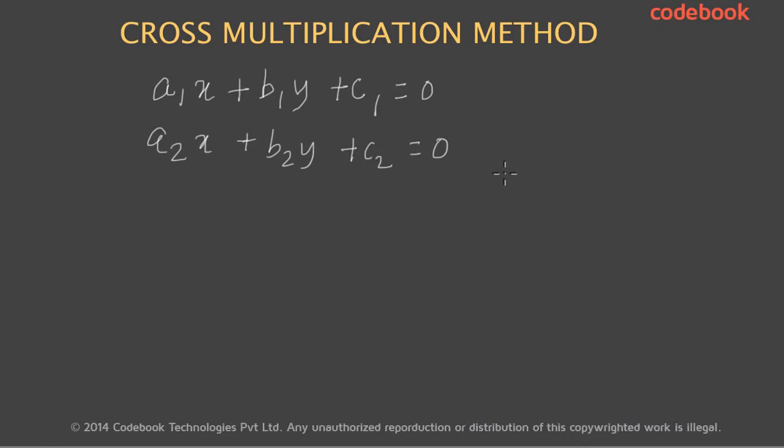The next algebraic method that we will look at is called the cross multiplication method. So let's consider two linear equations in two variables, a1x plus b1y plus c1 equal to 0. Let us call it 1. And the next equation is a2x plus b2y plus c2 equal to 0. Let's call it 2. Now let us apply the elimination method to solve these two equations.